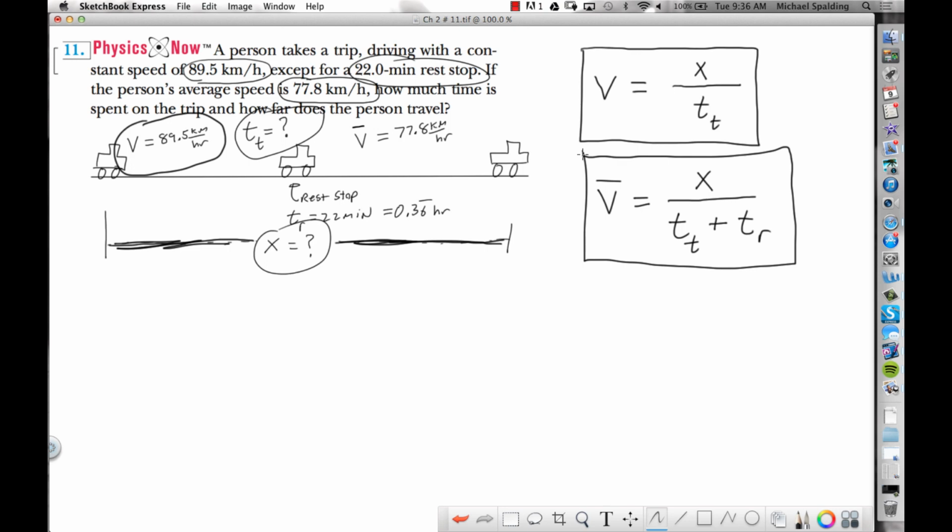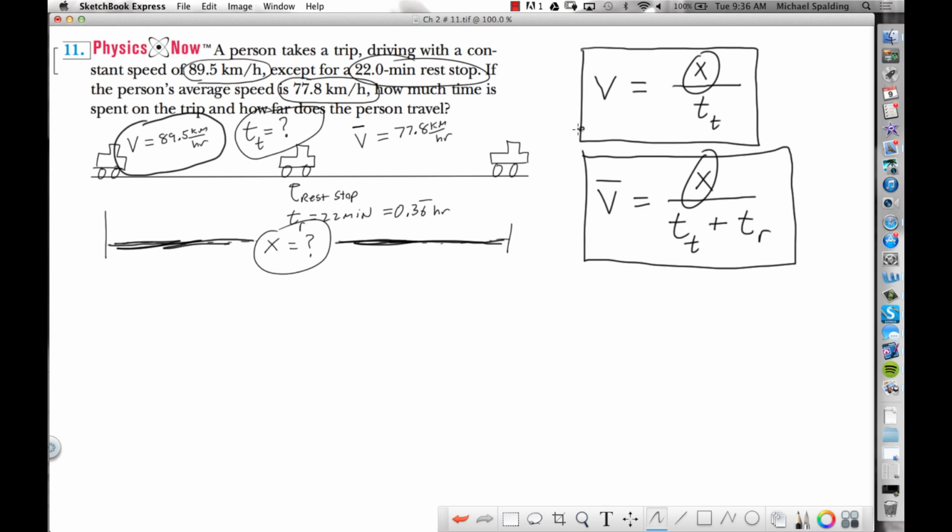So the key to the problem lies with what I did, okay? And in fact, if you're watching this video at home, I would pause and then try to solve it from here. The rest of the problem is just algebra, okay? So from here, how do we substitute these two equations together? What do these two equations have in common? X. And keep in mind, we have everything except for X and time of travel, right?